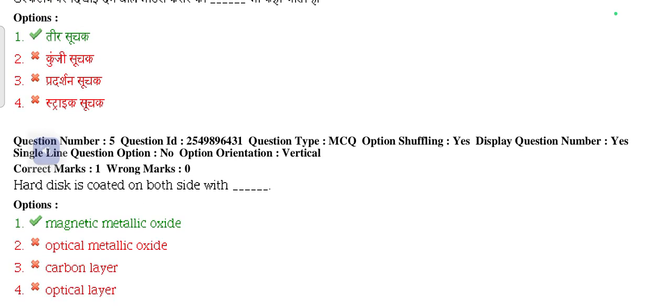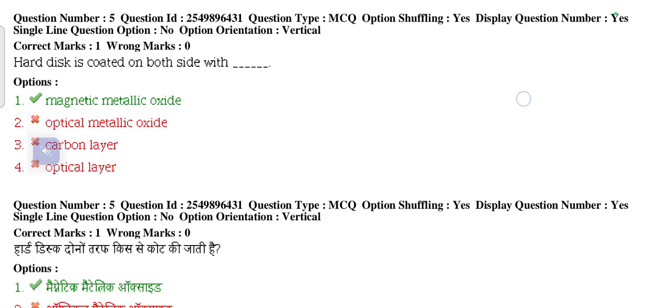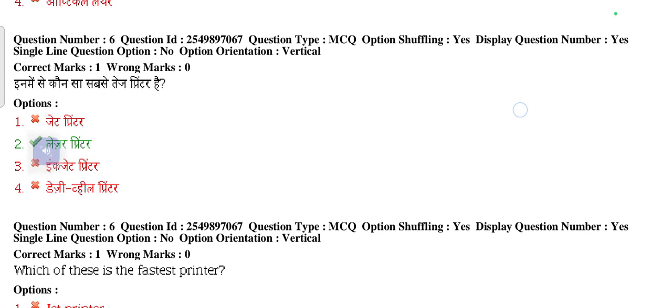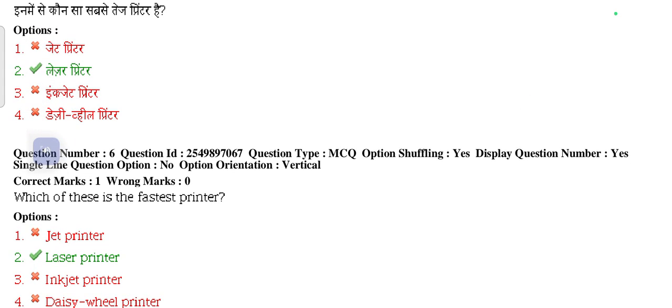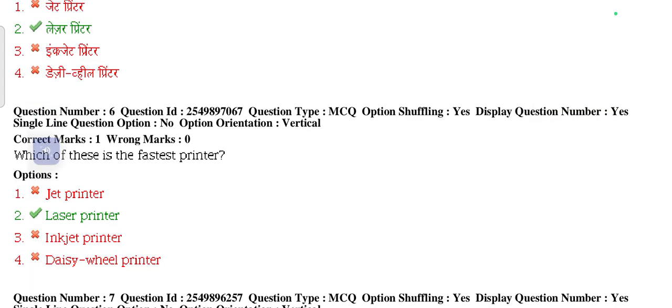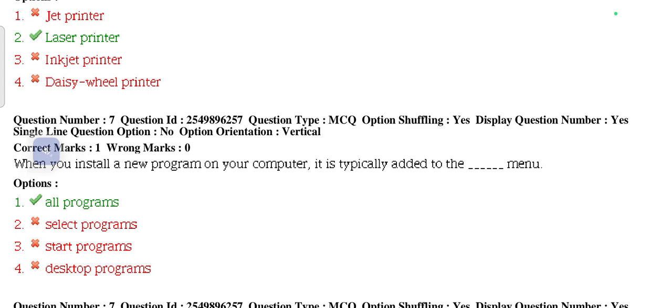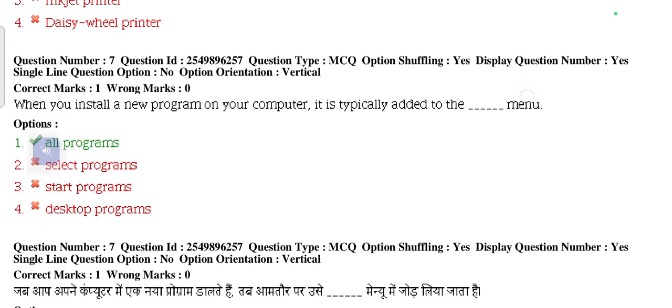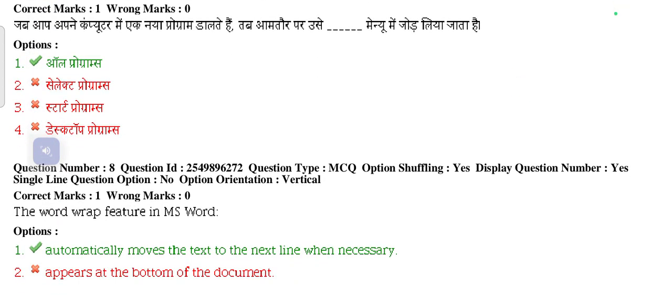Hard disk is coated on both sides with magnetic metallic oxide. Which of these is the fastest printer? Jet printer, laser printer, inkjet printer, daisy wheel printer. Answer: laser printer. When you install a new program on your computer, it is typically added to the All Programs menu. The word wrap feature in MS Word automatically moves the text to the next line when necessary.